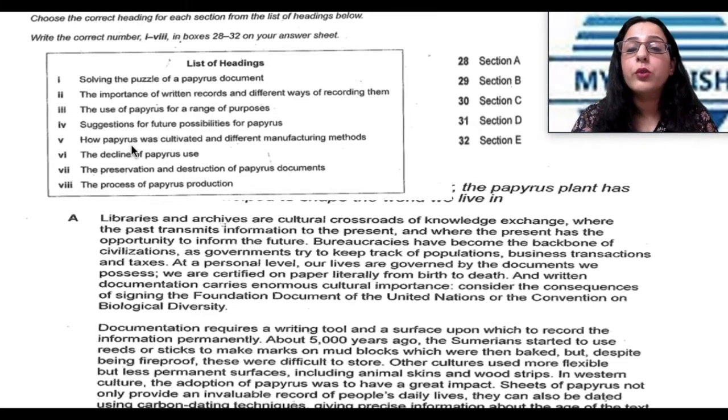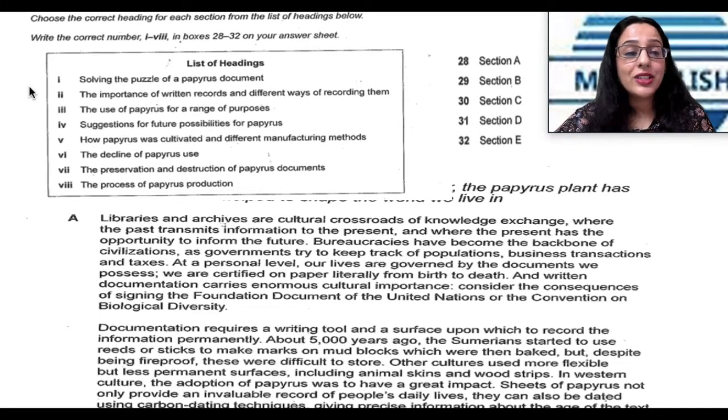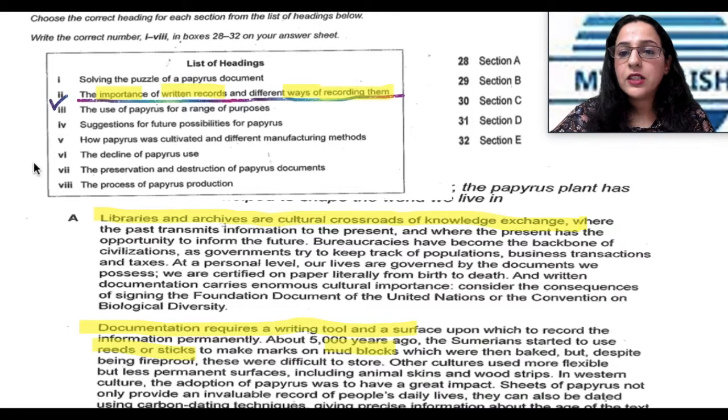So what you're doing is you're applying the strategy that we have just learned. You read all the headings, then you read only the first paragraph. Okay, so pause the video and try to find out what can be the possible answer for para A. Now I'm going to tell you the correct answer. The correct answer is second, which is the importance of written records and different ways of recording them. And your keywords are importance, written records, ways of recording.